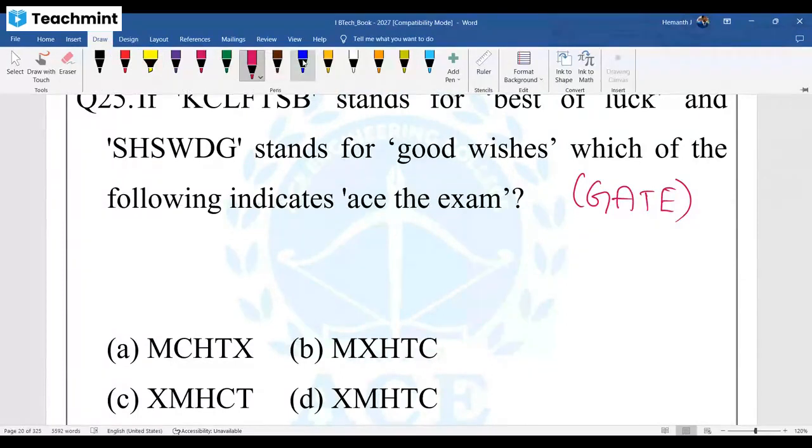Option B, B for Bangalore. One of your friends says B for Bangalore. Anyone C for Chennai, A for Assam, B for Delhi?